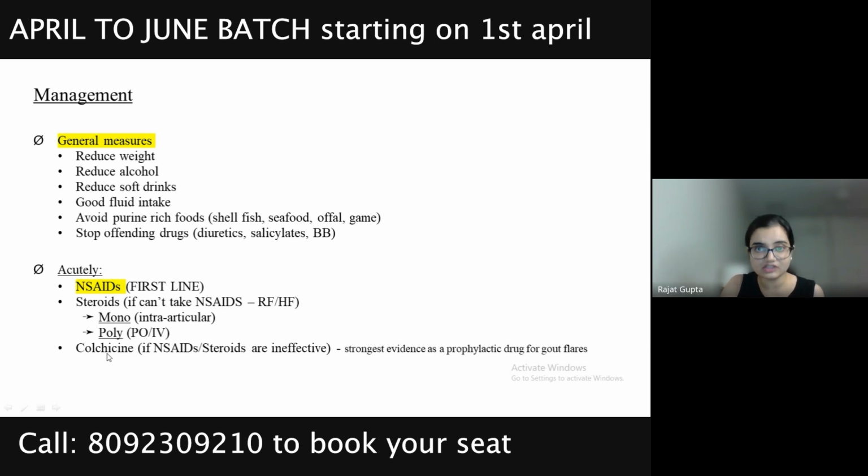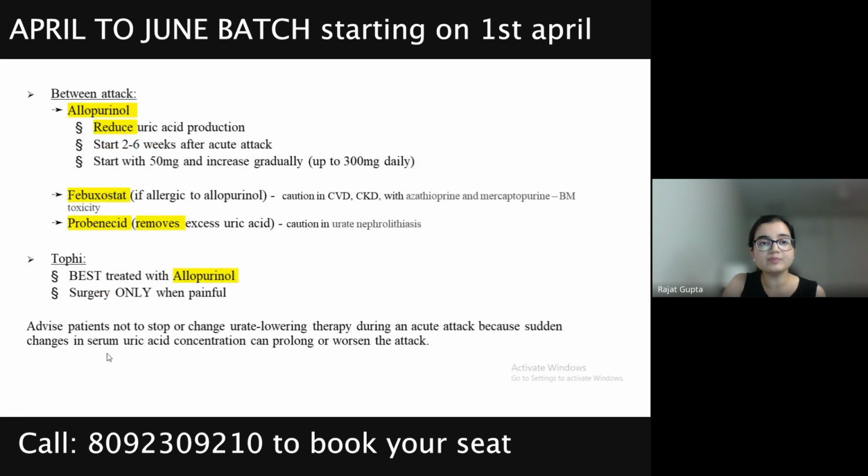One thing that you need to remember with colchicine is that it has the strongest evidence to work as a prophylactic drug against these attacks of gout flare. Okay, so this was about acute attack of gout. Now, what happens between attacks? So, in between attacks, there are 3 drugs that we could consider. So the first one is allopurinol.